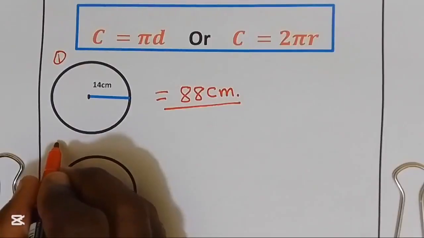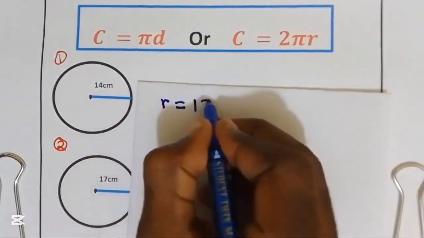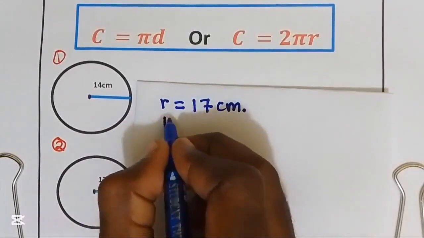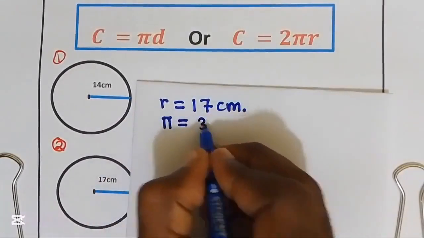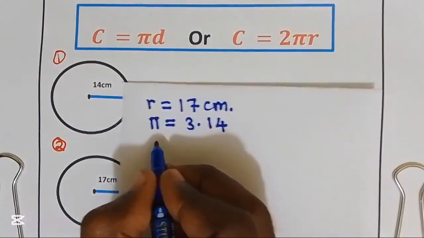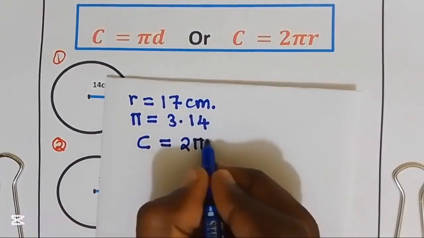Let us do question number 2. We're supposed to find the circumference of a circle, and they have given to us radius of 17. Radius is 17 centimeter. I'll use pi as 3.14. My formula says that circumference is equal to 2 pi r.